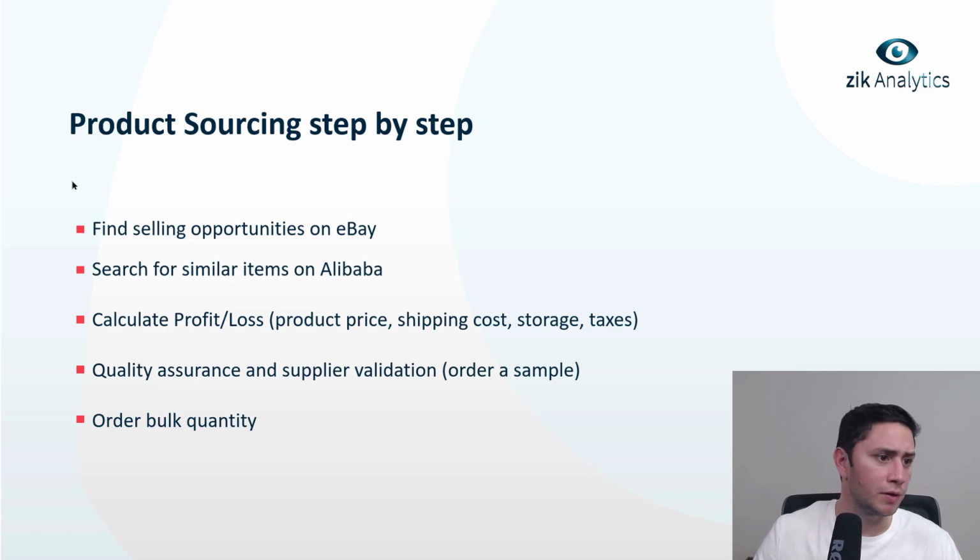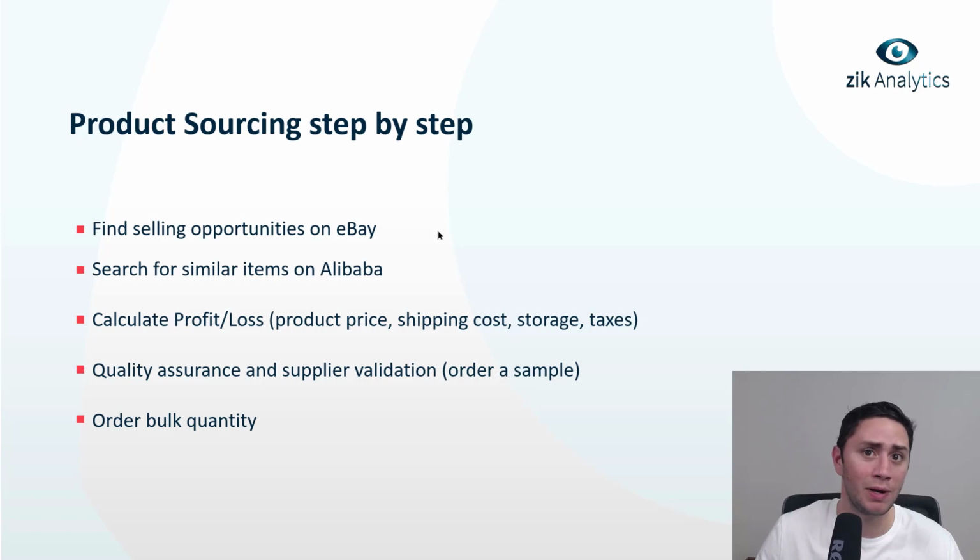So I prepared for you here 5 steps you have to consider when you start sourcing products. It's very important to follow these steps in this order because every step supports the others, right? So let's start with the first one. First, you have to decide which product you want to sell, right? So you have to look for selling opportunities on eBay.